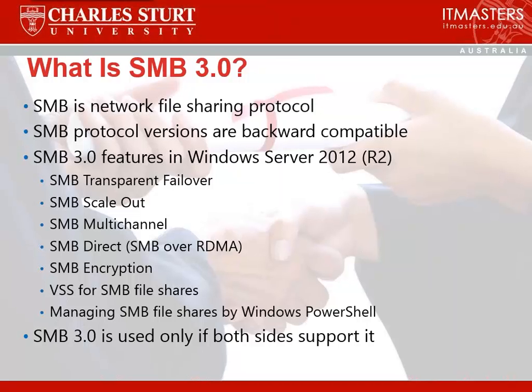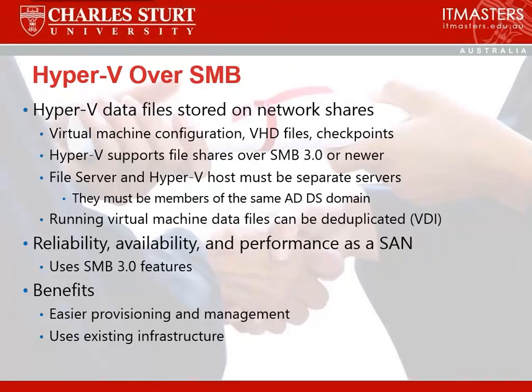Again, I did cover SMB 3.0 in the very beginning. I said the details are here, and I'm not going to cover this. This is a hidden slide for you to understand how it works, how it is using Hyper-V or SMB. Basically, SMB is used by Hyper-V to store the files on network shares. It will enable you to have virtual machine configurations, create VHD files, add checkpoints, and I said it will support it over SMB 3.0 or newer.